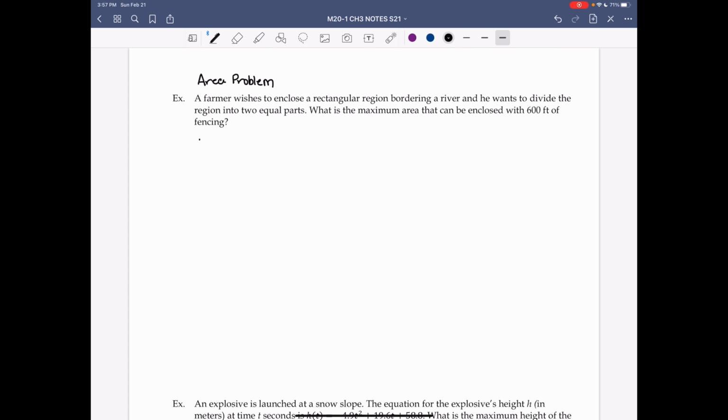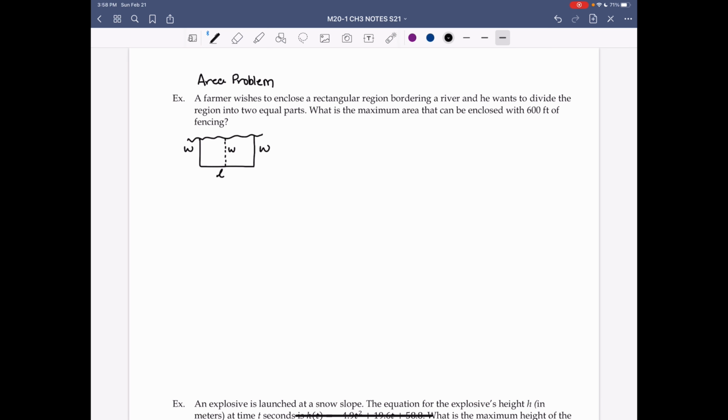So we have a rectangular area and it's bordered by a river. So what that means is we don't need to put a fence along the river, because the river keeps the animals from leaving or whatever from getting in. Okay, so we don't need a fence there. This would be the length of the rectangle, and then we have the width. It also says he wants to divide the region into 2 equal parts. So he's going to split this down the middle with fencing as well. So we actually have 3 widths.